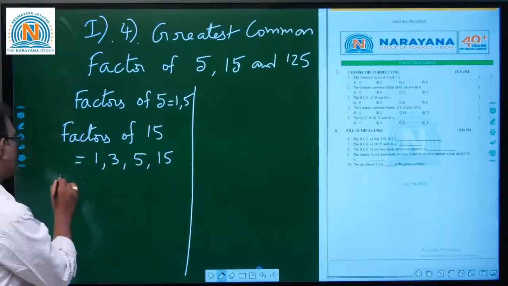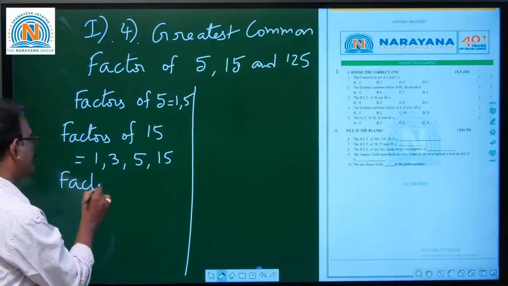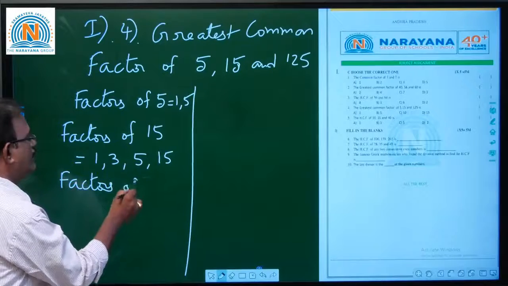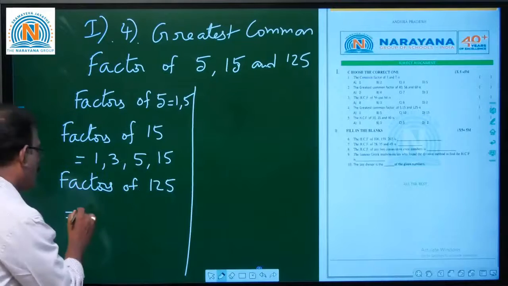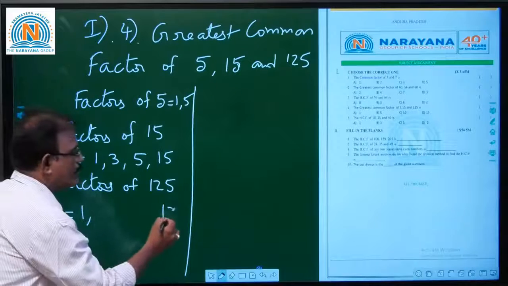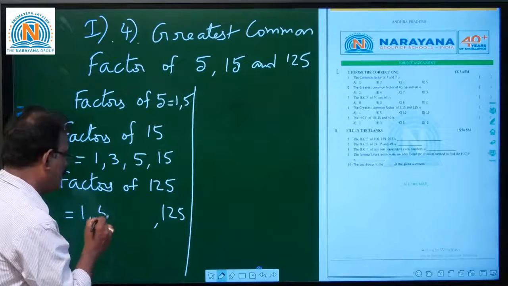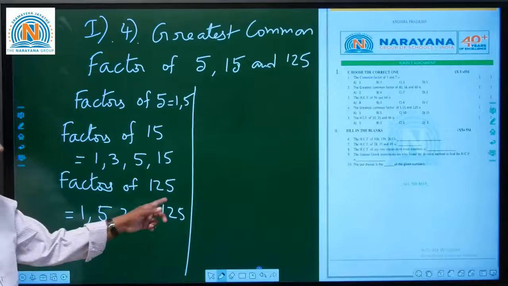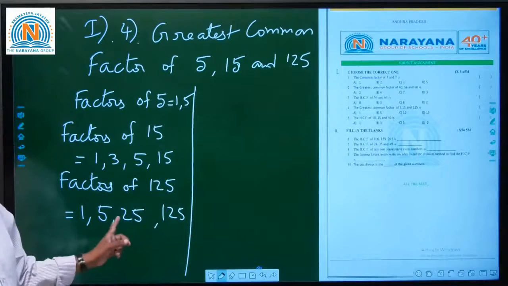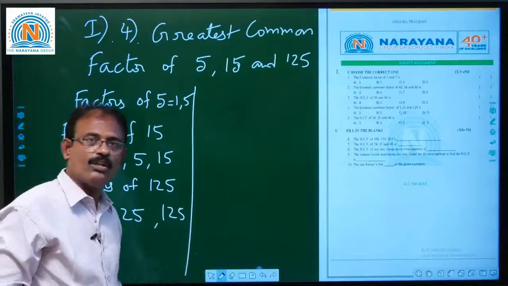And what are the factors of 125? Factors of 125: 1 125s and 5 25s. So what are the factors of 125? 1, 5, 25 and 125.